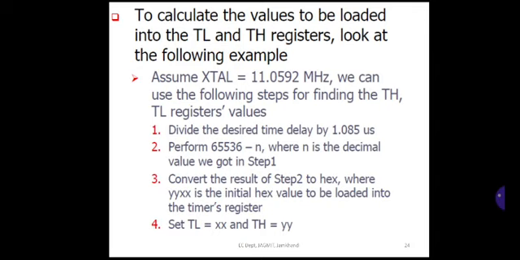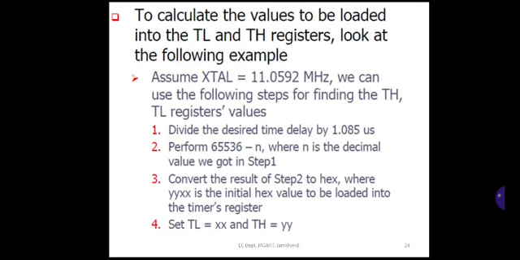Where YYXX is the initial hex value to be loaded into the timer's register. In YYXX, XX is the lower byte and YY is the higher byte. So the lower byte XX must be loaded in the TL register. Step number 4, set TL as XX. That is, the lower byte XX must be loaded in the TL register, and YY, the higher byte, must be loaded in the TH register. This is the step to calculate the TL and TH registers.